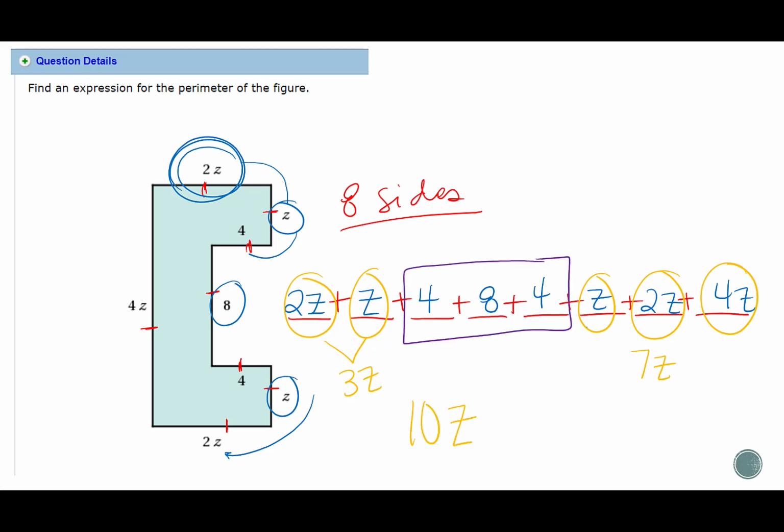I have this block of whole numbers. 4 plus 8 is 12, plus 4 is 16, so that's a positive 16. So the perimeter of this shape is 10z plus 16.